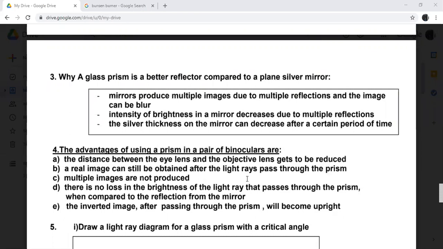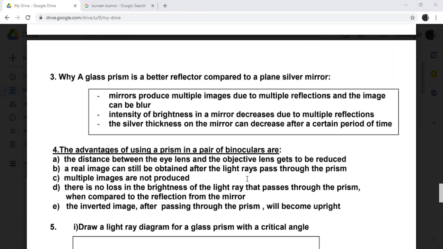Mirrors also have a silver layer at the back, and the thickness of the silver layer can decrease over time. These are the reasons. So a glass prism is a better choice than a plain mirror.